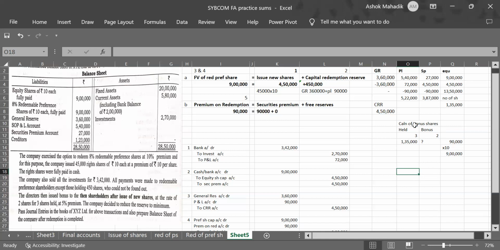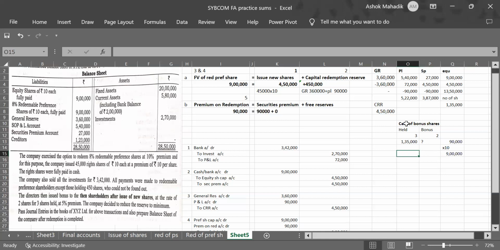So I have made this working note, calculation of bonus shares, number of bonus shares to be issued. Make a column like this, held and bonus. Those who are holding 3 shares will get 2 shares as bonus. In all, we have 1,35,000 shares. So how many shares will be issued as bonus? I cross multiplied 135,000 into 2 divided by 3. I got 90,000 shares to be given as bonus shares. Clear? This number of shares into 10 rupees, which is face value, gives 9 lakhs as equity capital to be issued as bonus.